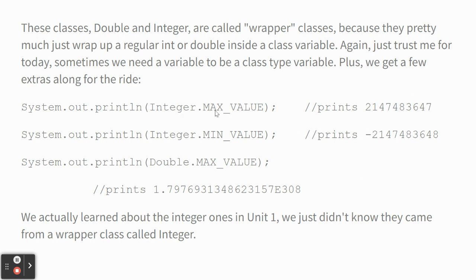There's a fixed constant, which is Integer.MAX_VALUE. It prints the maximum value for integers. Integer.MIN_VALUE prints that number. We've talked about these numbers before. Just for kicks this year, I looked up Double.MAX_VALUE. And oh my God, look at this number. It's 1.7 with 308 zeros after it. That's a pretty big number. So that's a legit big number.